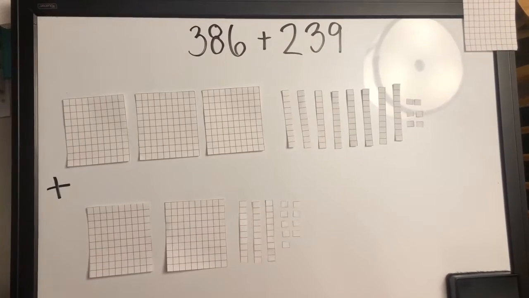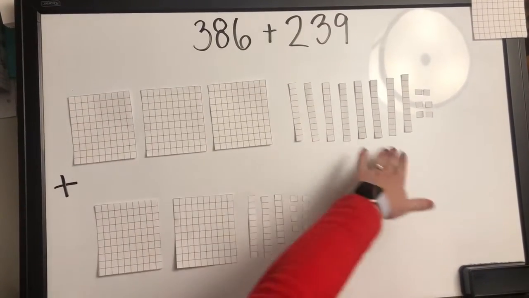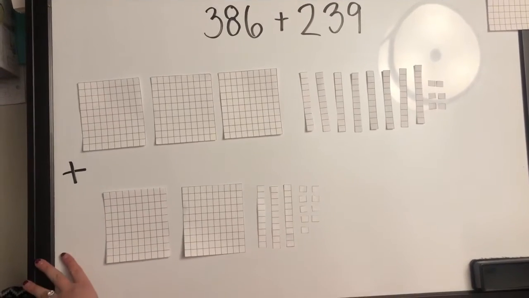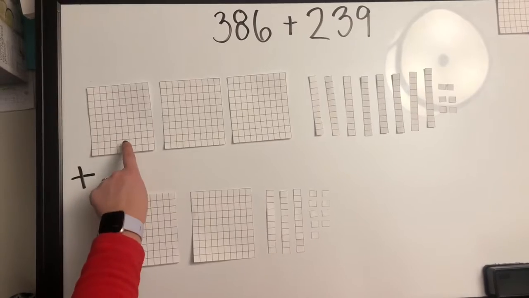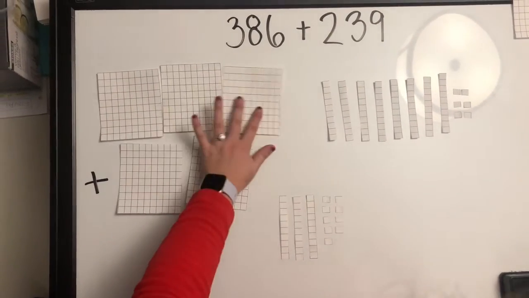Okay, so I've now laid out my equation in base 10 blocks. I have my 386 up top and my 239 down below. So I'm going to add them together. First thing I'm going to do is group the hundreds. So I've got 100, 200, 300, 400, and 500. So those are going to stay together.